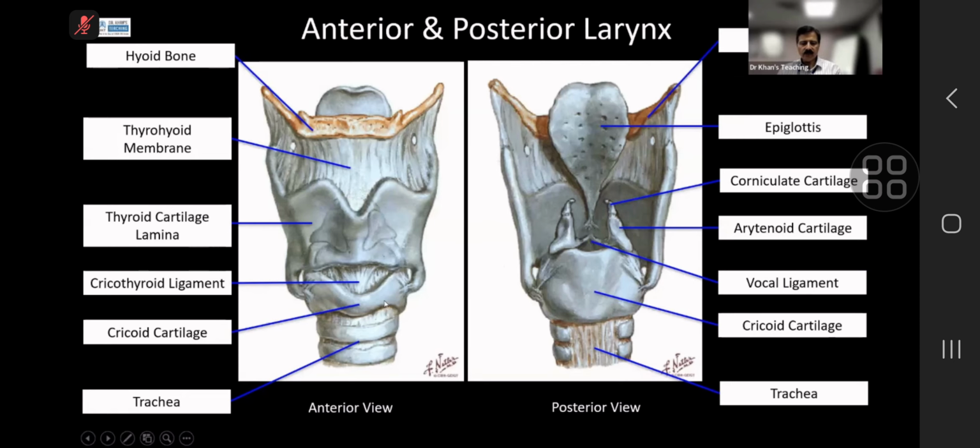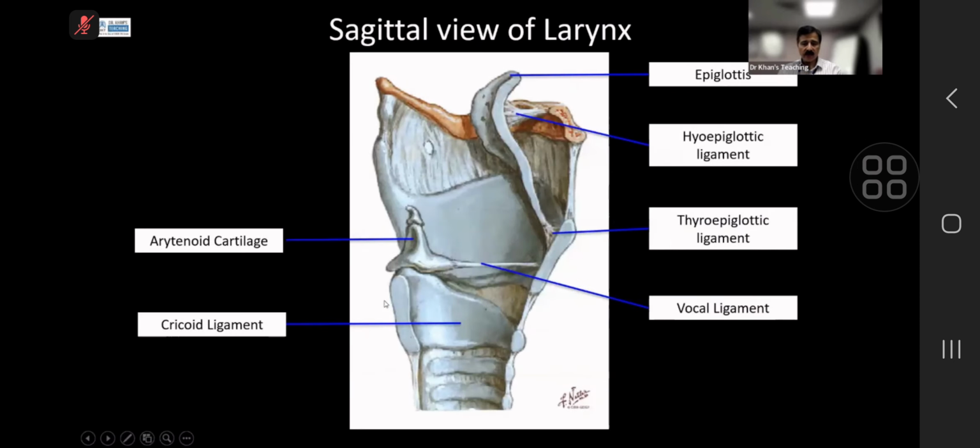Then we come to the second cartilage, which is the cricoid cartilage. Point to remember, cricoid cartilage is the only cartilage which is a complete ring. Remember that. It is a key cartilage. It is a complete ring. And when a tumor involves the cricoid cartilage, you have to do a complete laryngectomy. Otherwise, at times you can do a partial laryngectomy.